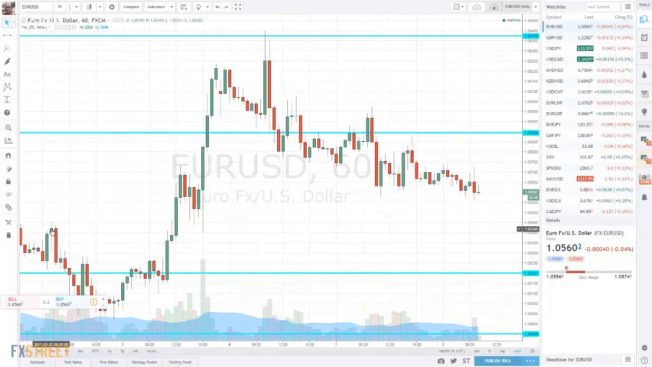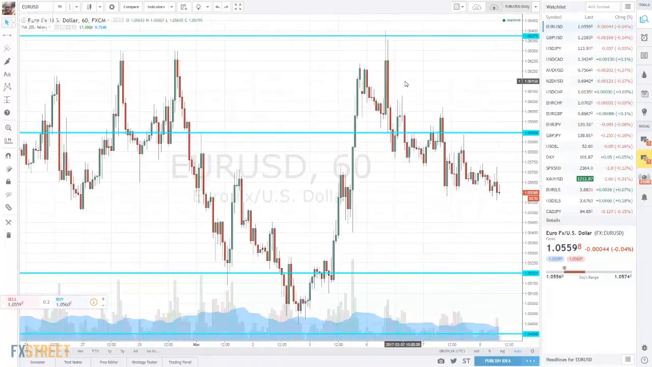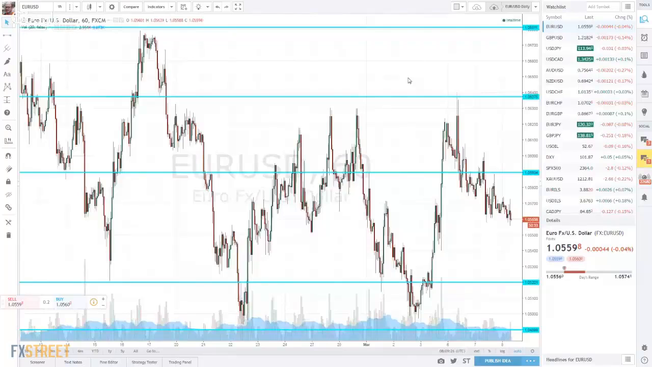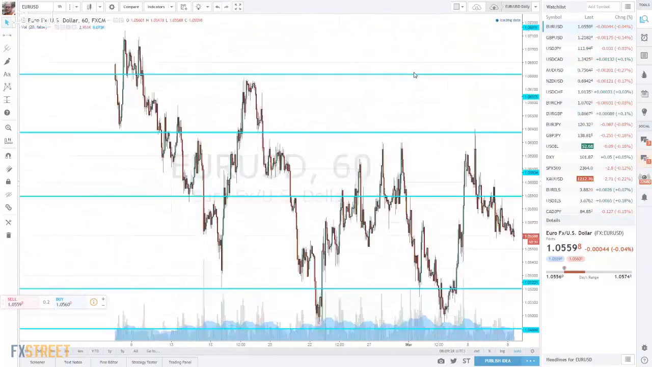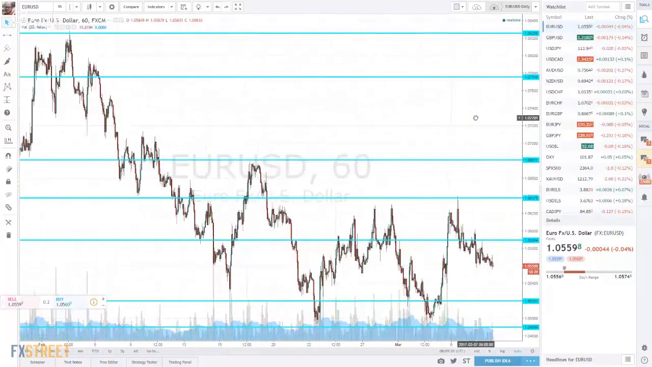So resistance here at 105.90. I would say weak resistance, but stronger resistance at 106.40. And if we zoom out just a bit, this is the hourly chart, we find further resistance there at 106.80, okay? Even further above, we have 107.60.